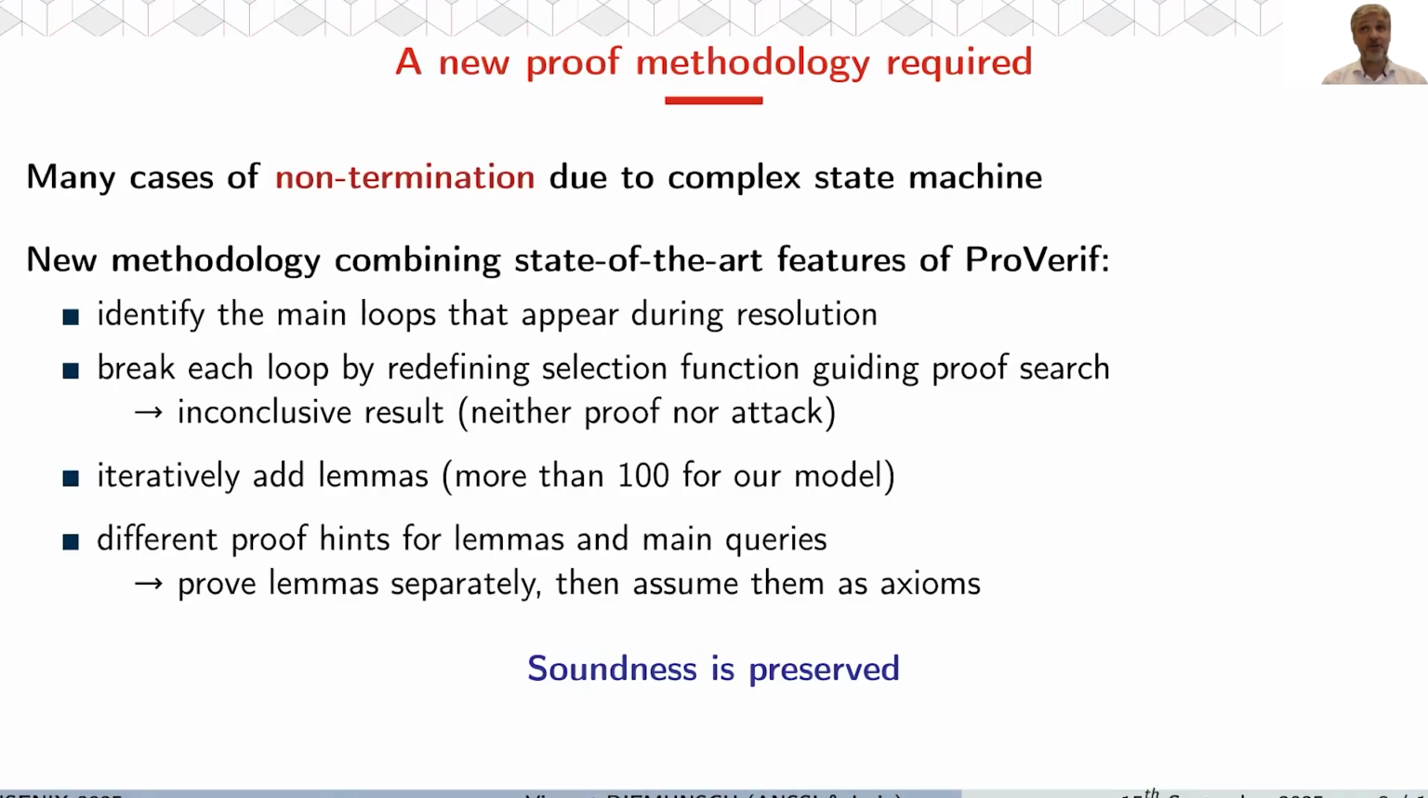Then, break each loop by adding proof hints that redefine the selection function guiding the proof search. This should lead to an inconclusive result, neither proof nor attack, because the prover cannot identify the origin of a term anymore. Then, iteratively add lemmas to provide the information required to conclude and assume them as axioms. In our model, more than 100 lemmas were required.